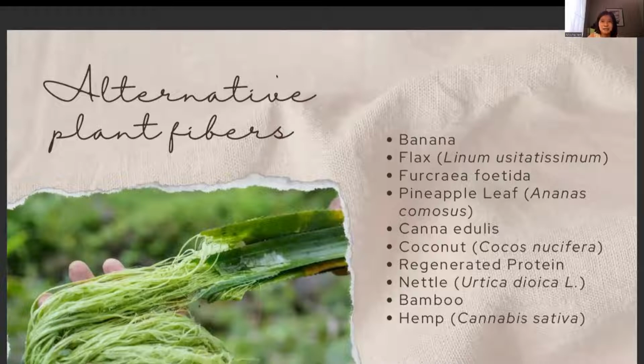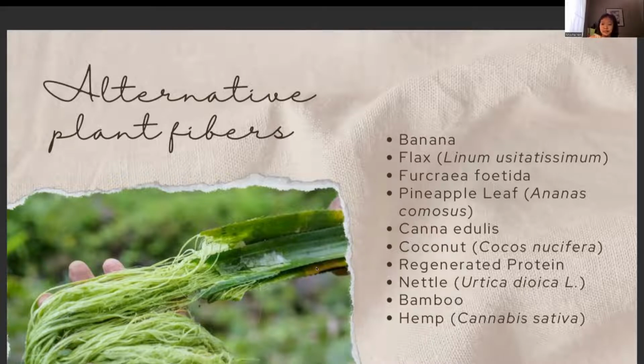These are the specific alternative plant fibers that my mentor and I wanted to focus on. The first one is banana, then flax, Furcraea foetida, pineapple leaf, Canna edulis, coconut, regenerated protein, nettle, bamboo, and hemp. I'm just going to go over a quick overview of each plant fiber.